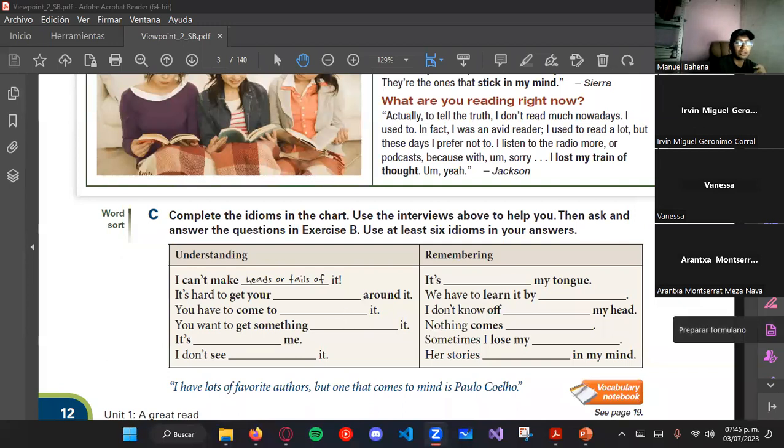It's hard to get your head around it. Exactly. This is the first idiom. It's hard to get your head around it. And what does this mean? Who can tell me? What would you think? Como difícil hacerse la idea o difícil entenderlo. Exactly. Just like that.